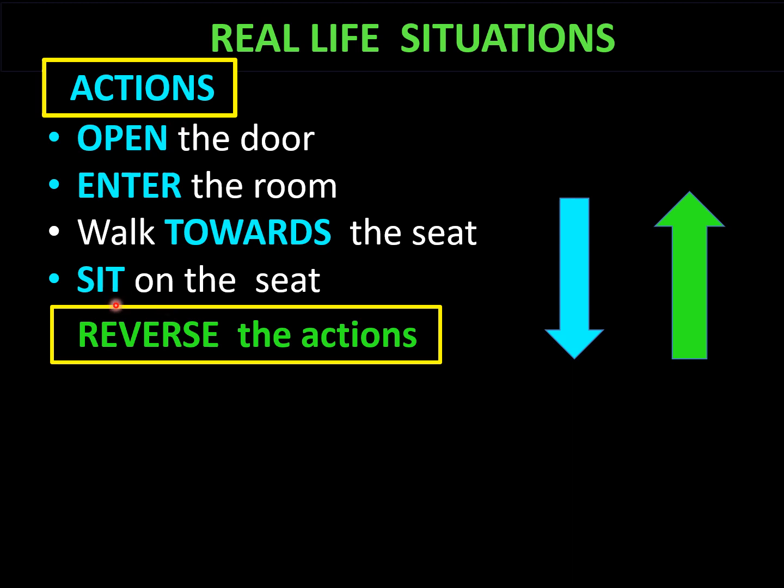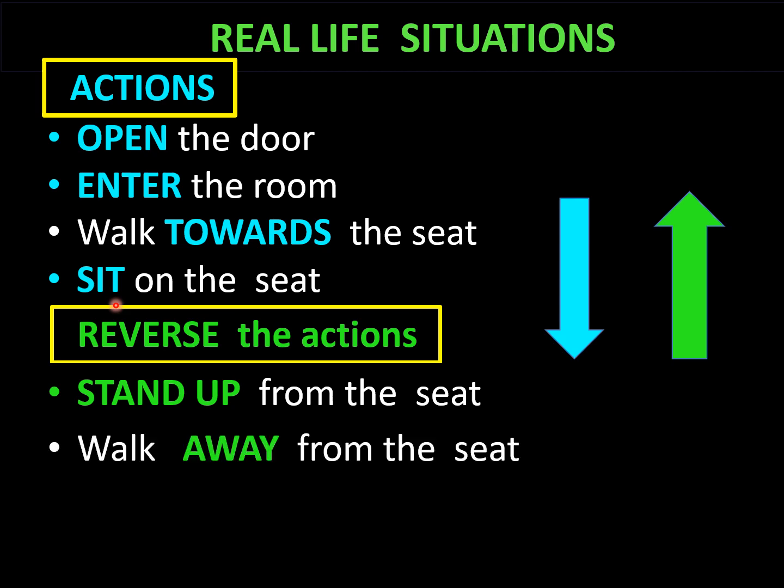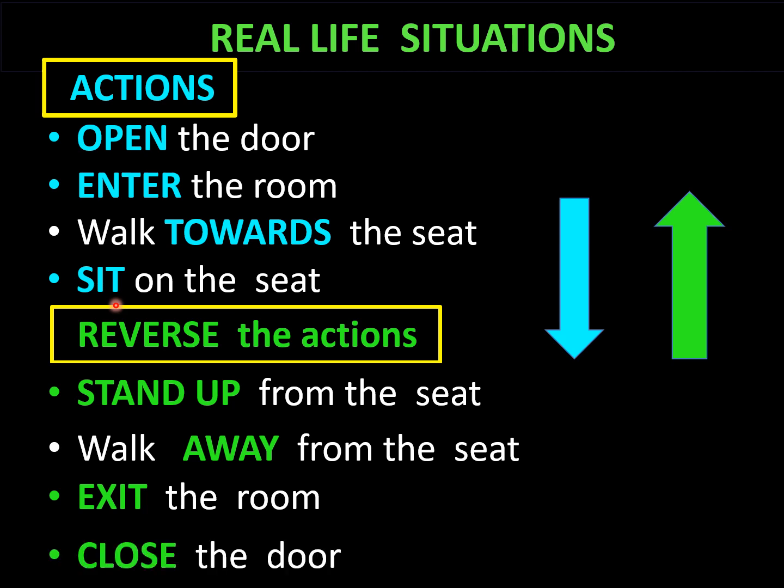That's correct. What's the opposite of sitting on the seat? That's correct. Stand up from the seat. And the next one, walk towards the seat. That's correct. Walk away from the seat. Enter the room. What's the reverse of that? Exit the room. Open the door. That's right. Close the door.